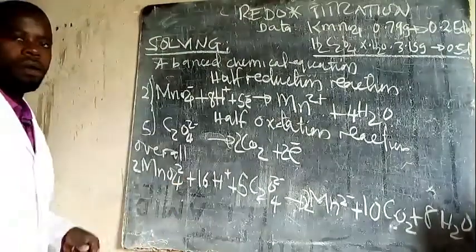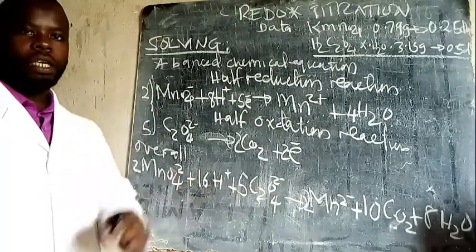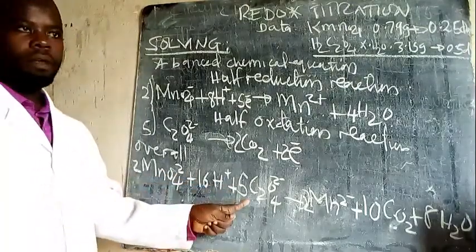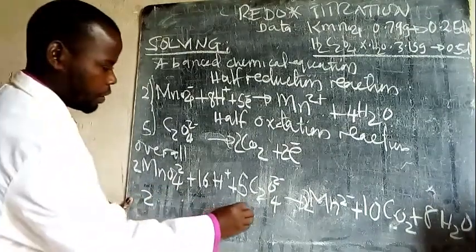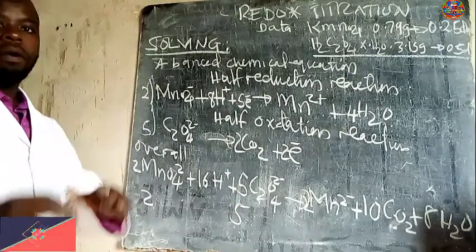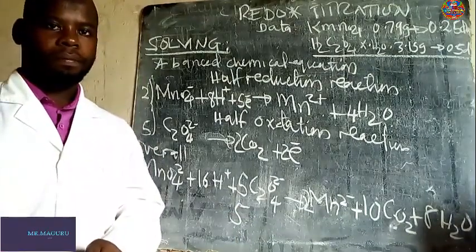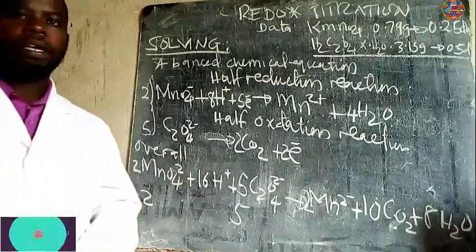So this is the overall reaction between manganese and the oxalate. Our ratio is 2:5. So here is 2 and here is 5. The molar ratio is 2:5. That is balancing the ionic equation.